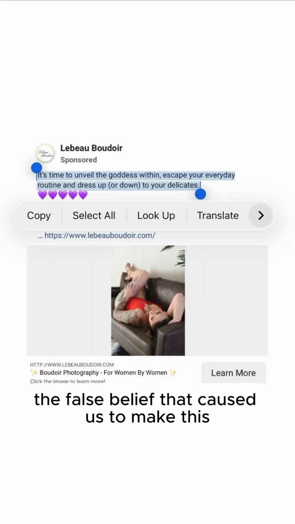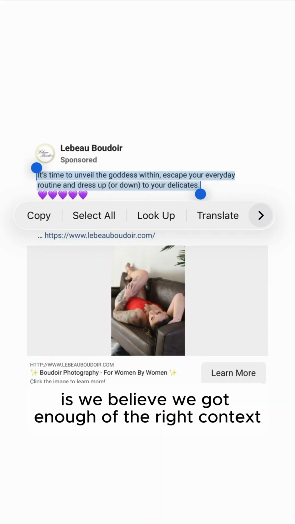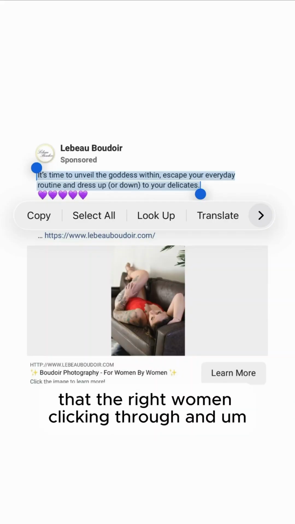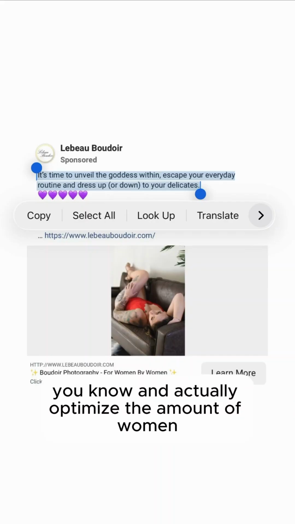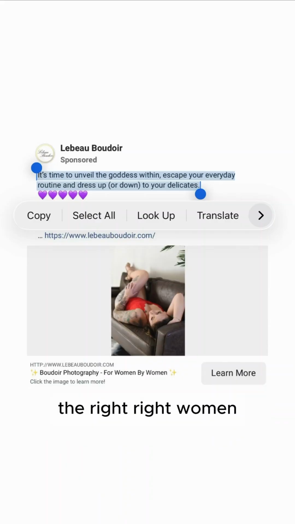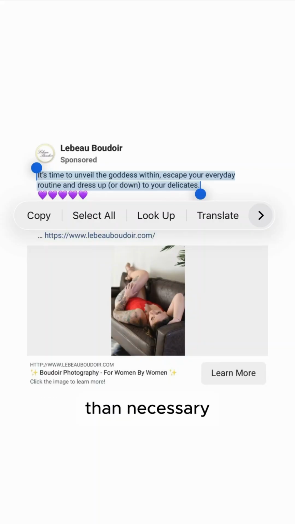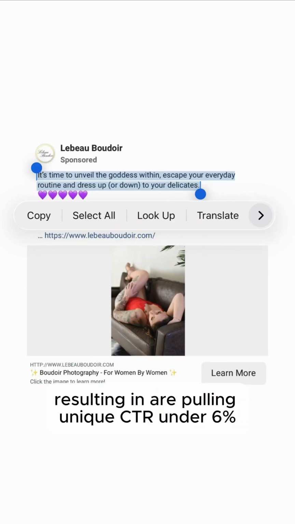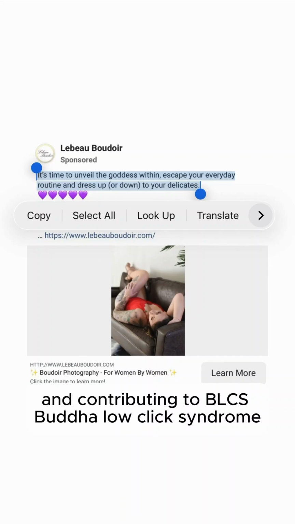So the false belief that caused us to make this lack of context mistake is we believe we've got enough of the right context to get the right women clicking through and actually optimize the amount of women clicking into our ad, clicking somewhere on our ad, the right women. So the consequence of this is way, way, way more women scrolling by our boudoir Facebook ad than necessary, pulling unique CTR under 6% and contributing to BLCS, boudoir low click syndrome.